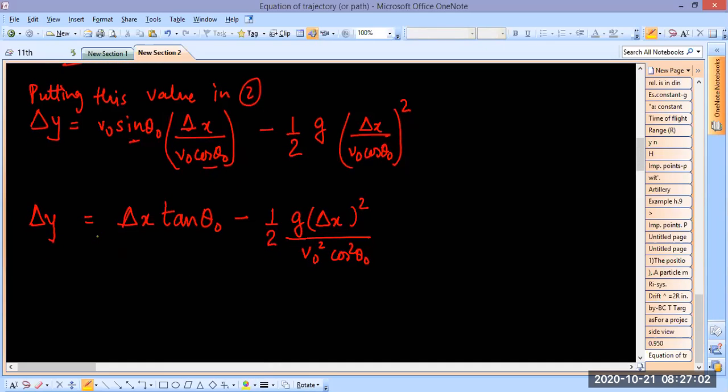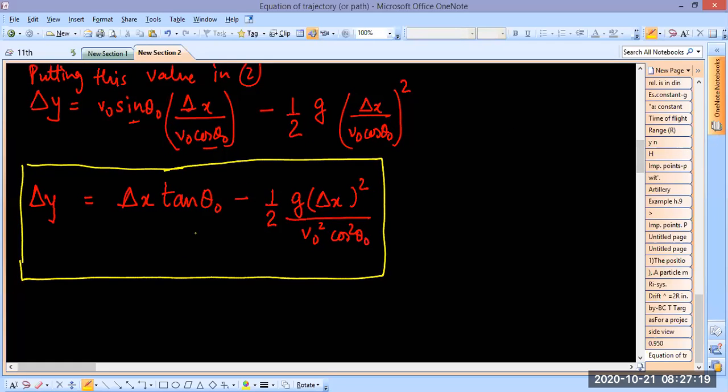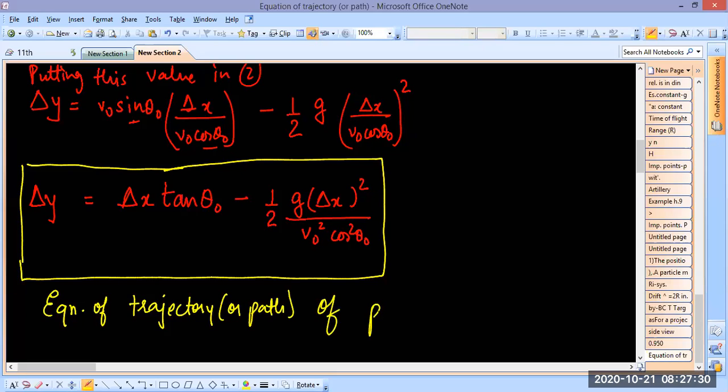Okay, now I would say that this is actually an important formula to remember. It's like a shortcut. It helps you find answers very fast, right? It helps you find lots of answers very quickly. Okay, so this equation is called the equation of trajectory or path of projectile, right?